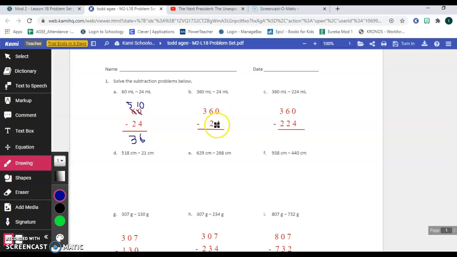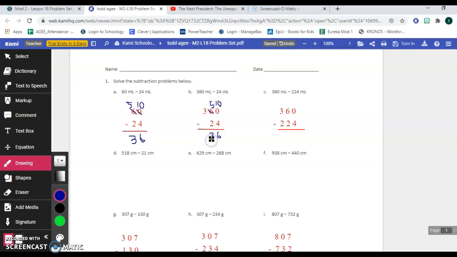I have 0 ones trying to take away 4. I don't have enough, so I'm going to go over to the 6 tens, and I'm going to make one of those 6 tens 10 ones, like this. Yep. And now I've got 5 tens left. And so 10 minus 4 is going to give me 6. And then 5 minus 2 gives me 3, just like before.